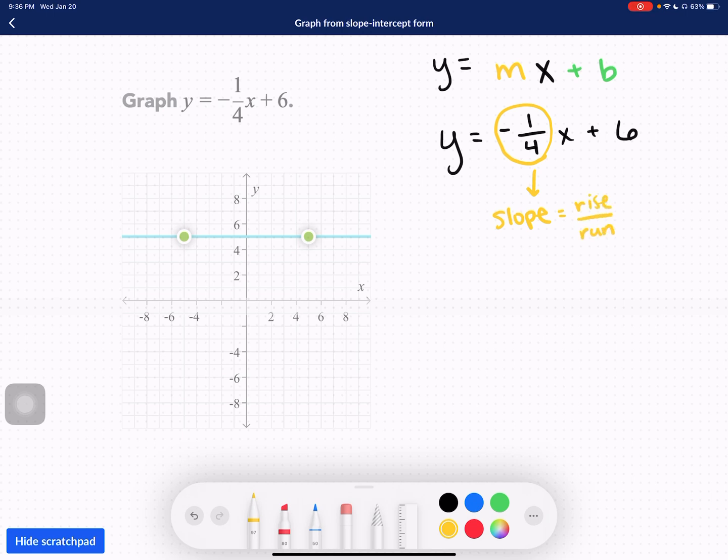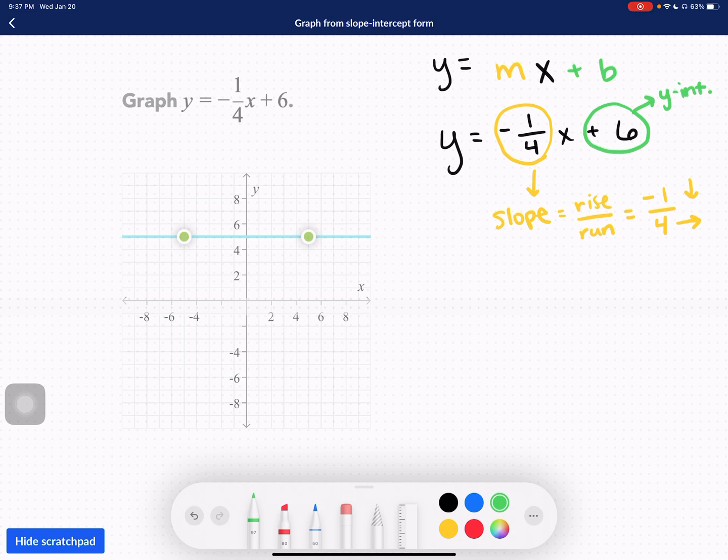In this case, it's pretty nice because our slope is already a fraction, so we don't have to put a whole number over 1 or anything. My rise is -1 and my run is +4. So this is telling me I'm going to be going down 1 and to the right 4 whenever I make my slope triangle.